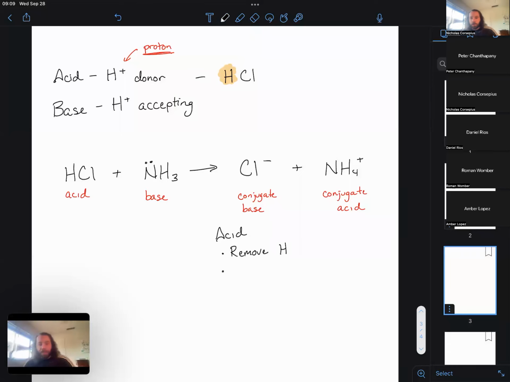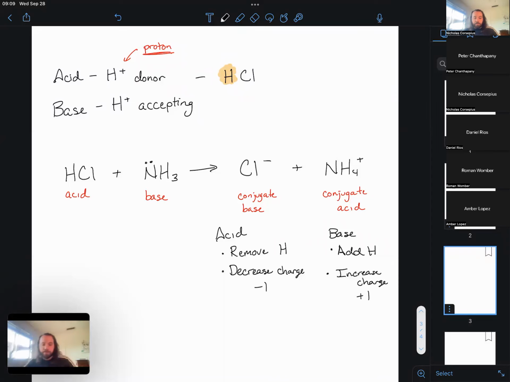And then what happened to the charge? I decrease the charge by 1, right? I'm subtracting 1 from the net charge to get my conjugate base. And then if I'm doing my conjugate acid, I'm going to do the exact opposite. I'm going to start with my base, but I'm going to add a hydrogen, and I'm going to increase the charge. Add 1 to the charge.